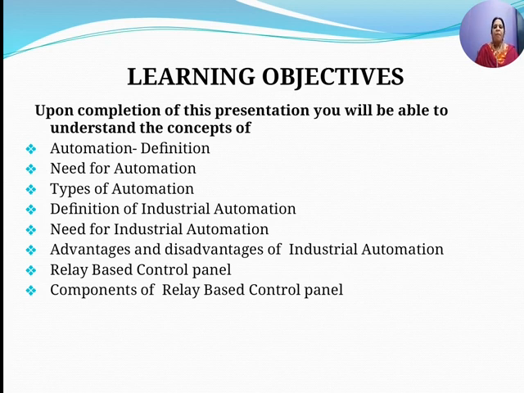Learning objectives. Upon completion of this presentation, you will be able to understand the concepts of automation and its definition, need for automation, types of automation, definition of industrial automation, need for industrial automation, advantages and disadvantages of industrial automation, relay-based control panel, and components of relay-based control panel.